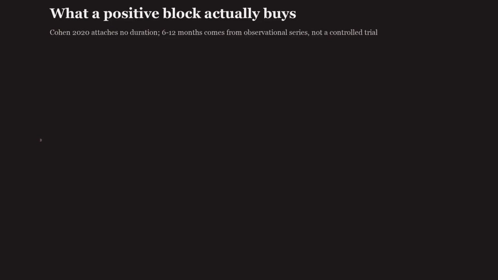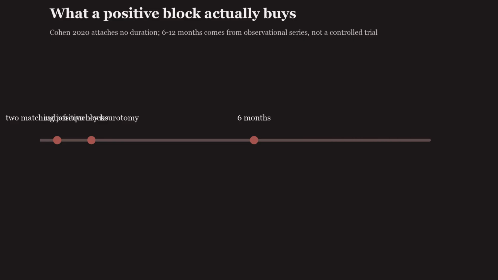A positive result buys candidacy for radiofrequency neurotomy of those nerves. The Cohen guideline says it may benefit well-selected individuals and attaches no duration. Observational series suggests 6 to 12 months. Nerves regenerate. Pain can return. Biology, not failure. And what the evidence does not support.